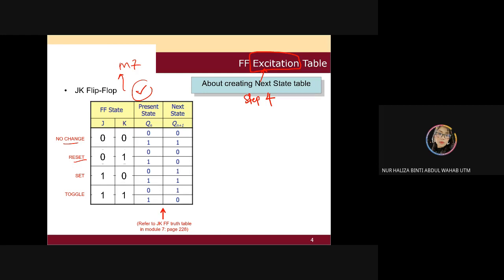So, by having this, we can conclude several things. We're going to look into the Q, QN plus 1. What is QN? Present state. QN plus 1 is what? Next state. Okay, I have this.